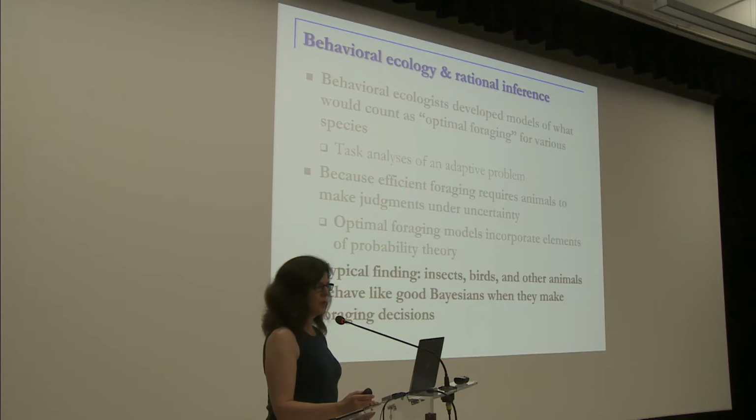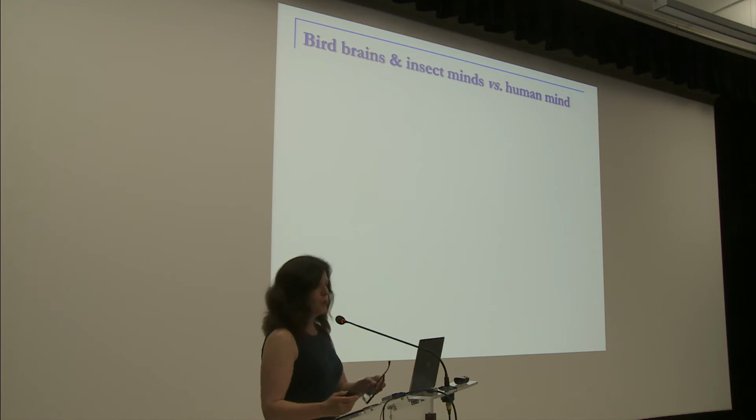So a normative theory that's from evolutionary biology. In behavioral ecology, they develop lots of normative theories, including models of what would count as optimal foraging for various species. They do task analyses of adaptive problems. Because efficient foraging requires animals to make judgments under uncertainty, optimal foraging models do incorporate elements of probability theory. And a typical finding is that insects, birds, and other animals behave like good Bayesians when they make foraging decisions. So you've got bird brains and insect minds versus a human mind. Okay?